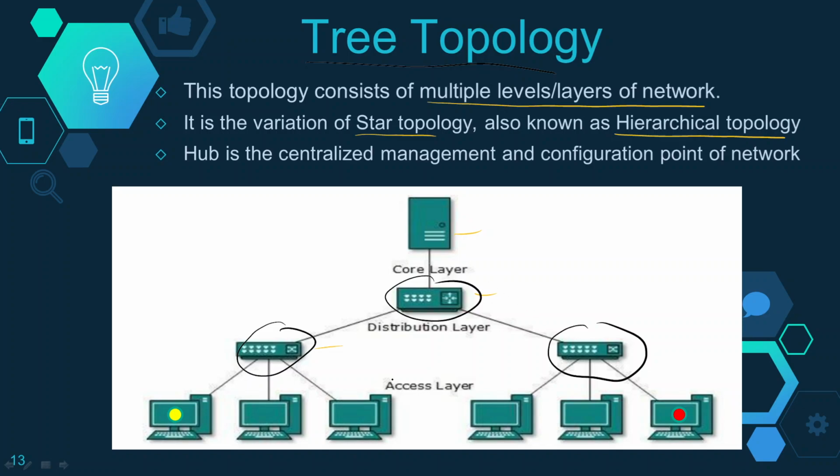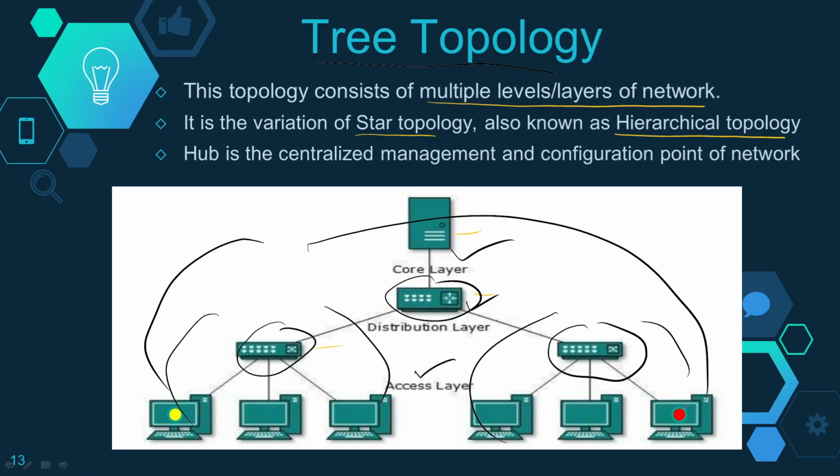So here we have different layers. This is the access layer, this is the distribution layer, and this is the core layer. This is called the tree topology, and it is a variation of the star topology, because we can see here that this is a star topology, this is also a star topology, and in the larger picture this whole is also a star topology. So the tree topology is in effect a variation of a star topology.